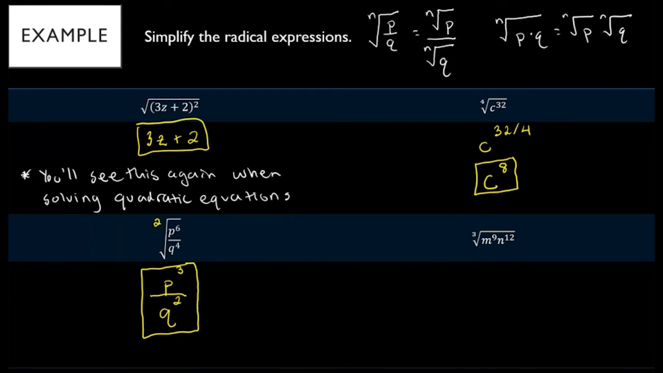So m has an exponent of 9. 9 divided by 3 is 3, so we get m to the 3rd. And they stay multiplied. Then 12 divided by 3 is 4, so you get n to the 4th. They're still multiplied together, but you've basically just made the exponent smaller, and now it's not in that radical symbol anymore.